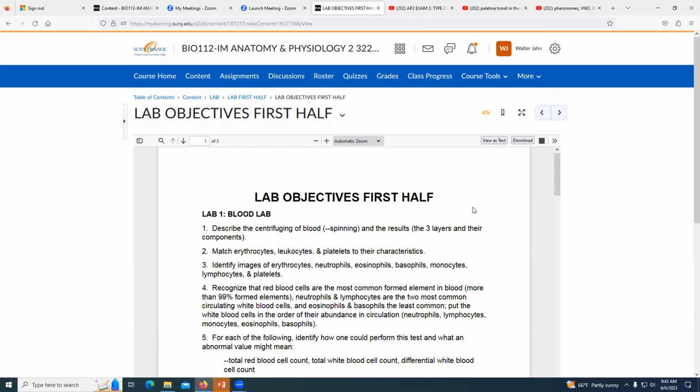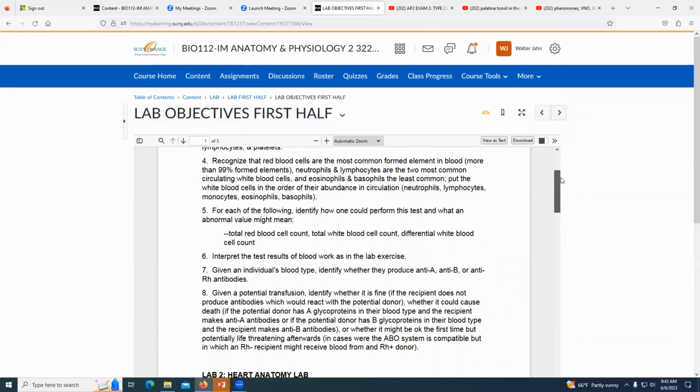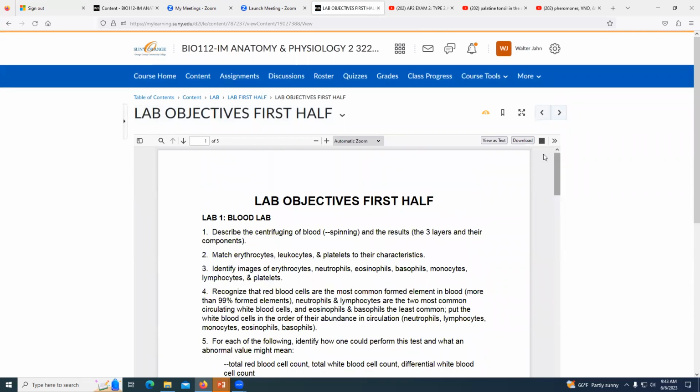But let's just say you were to open this and you say, oh, for the blood lab, here's the stuff: describe the centrifuging of blood. In other words, you spin it, and what do you get? You get 3 layers: the plasma, the buffy coat, and the hematocrit layer. Which of these blood cells transports gases like oxygen and carbon dioxide? That's the erythrocytes, etc.